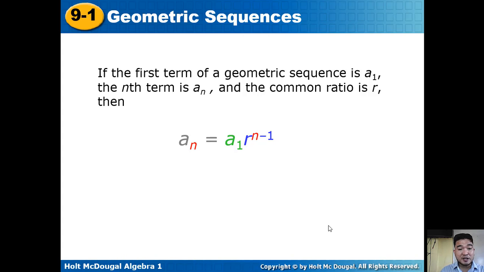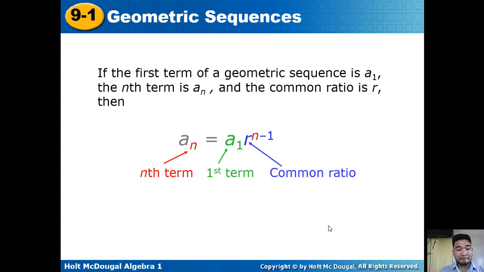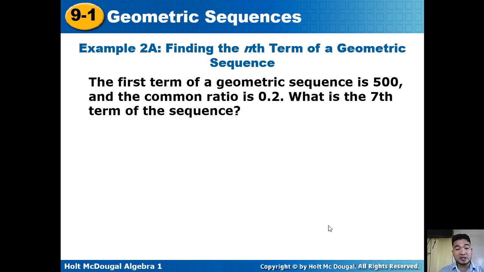So if the first term of a geometric sequence is a sub 1, then the nth term is a sub n and the common ratio is r. So our equation would be a sub n equals a sub 1 times r raised to n minus 1, where n is the term number, a sub 1 is the first term, and r is the common ratio.